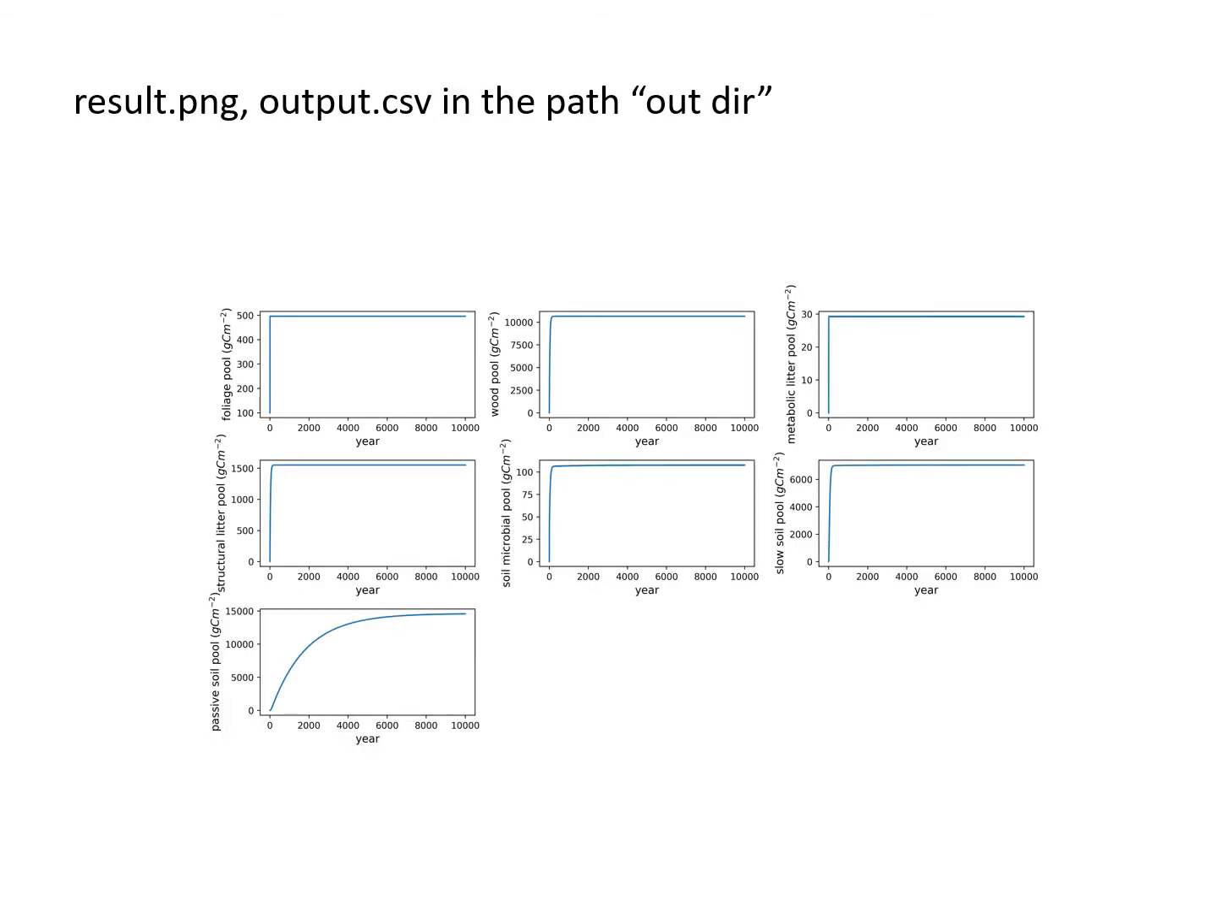Then go to your output directory. If you are successful, you should be able to see two files. One is the result PNG, the second one is output CSV. The result PNG figure shows the change of the carbon pool size for each of the carbon pools through time. And the CSV file basically has similar information.